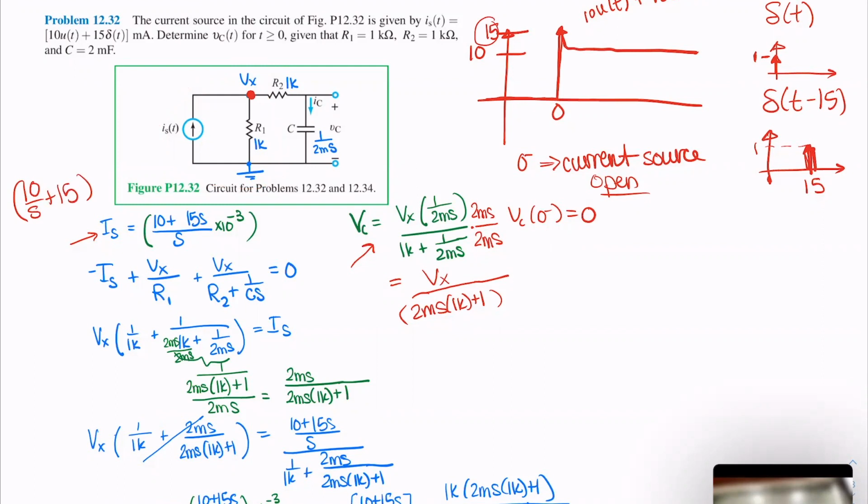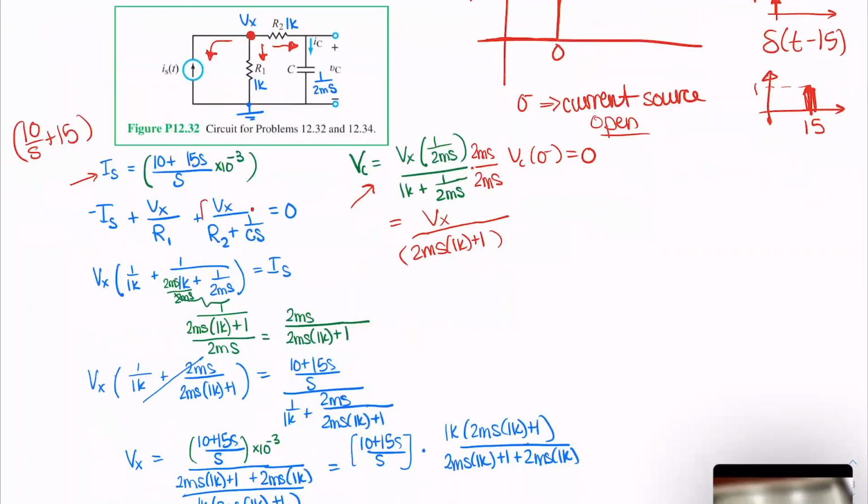Node voltage. So I did the current out of this branch was minus IS. Current out of this branch is Vx minus 0 over R1. And then the current in this branch is Vx over R2 plus 1 over CS. This term, multiplied by again the 2 milli S, turns into that term again, Vx over 2 milli S, 1K plus 1.